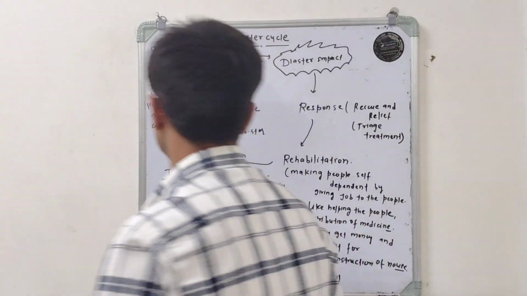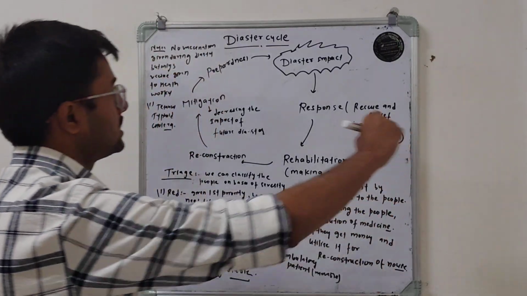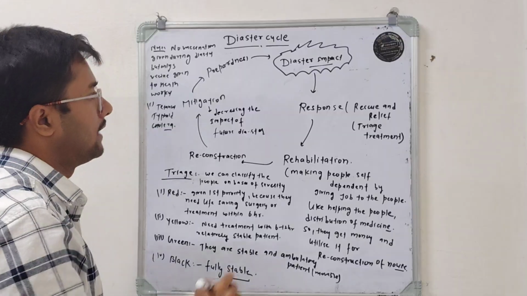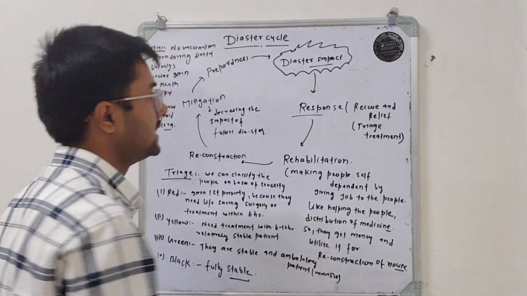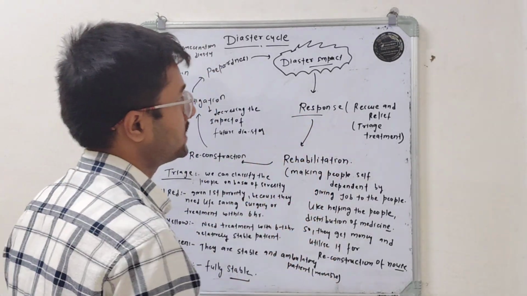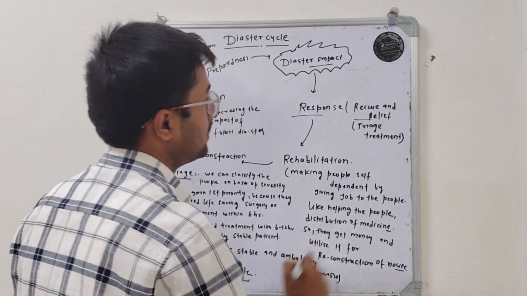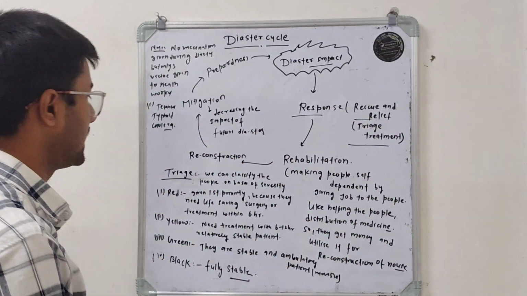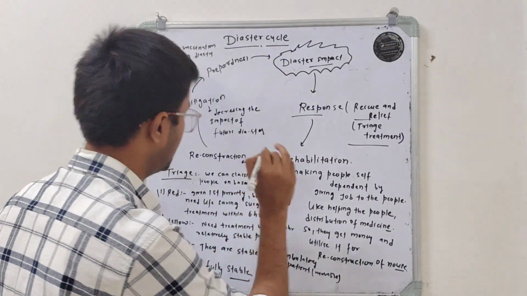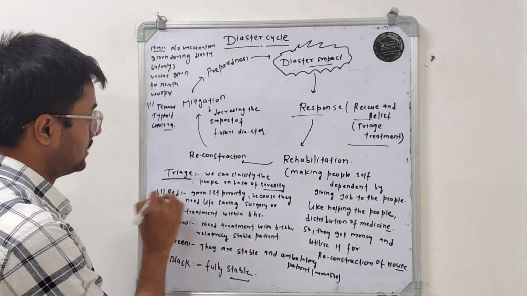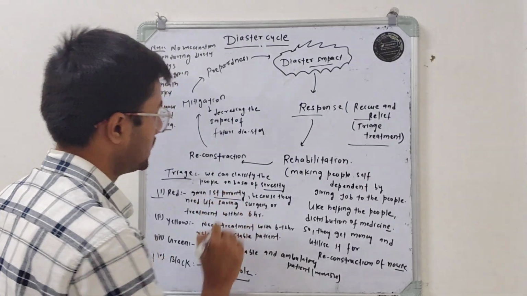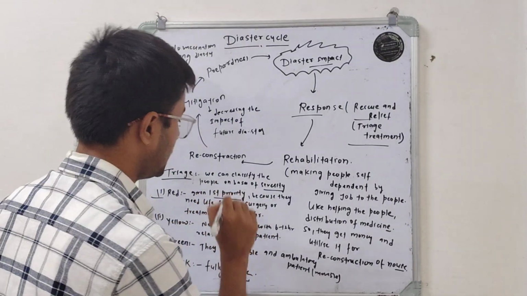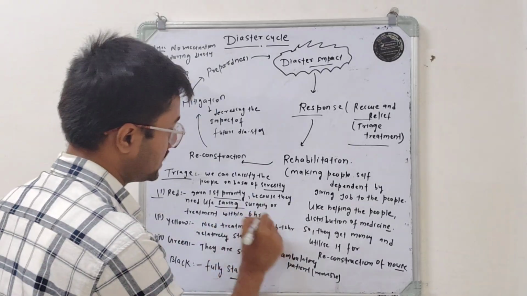Now we go for the reading section. The first step is the disaster impact. After disaster impact, the immediate step taken by us is the response, I mean rescue and relief by triage treatment. What is this triage treatment? We classify the people on the basis of severity into four categories. The red is given the first priority because they are the most severe patients and they need life-saving surgery and treatment within 6 hours.